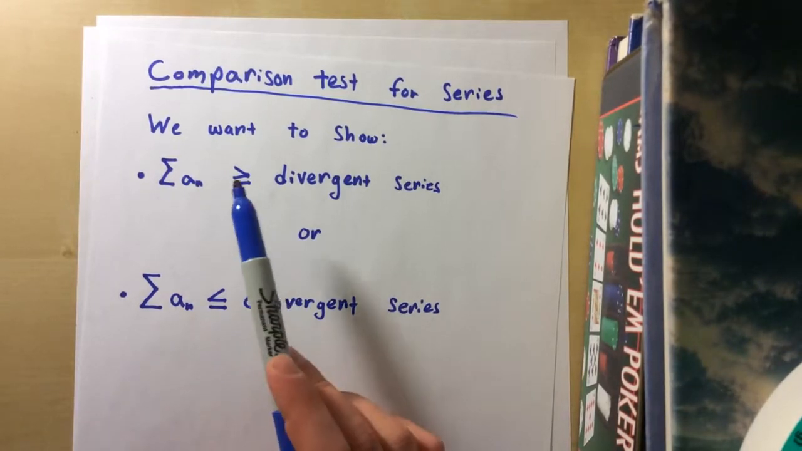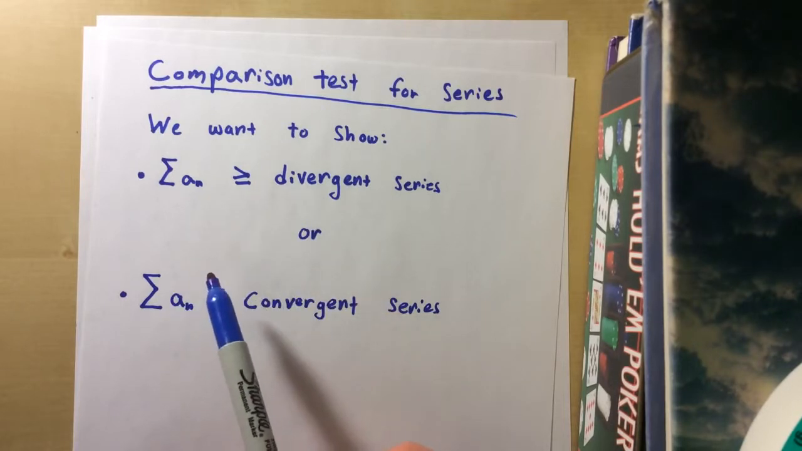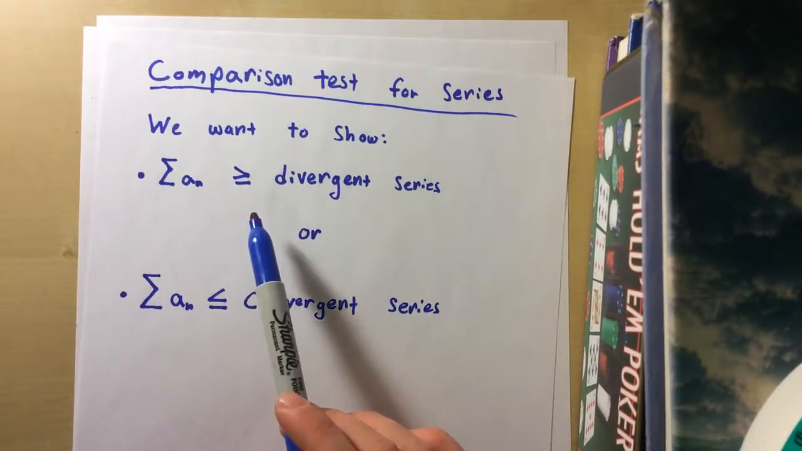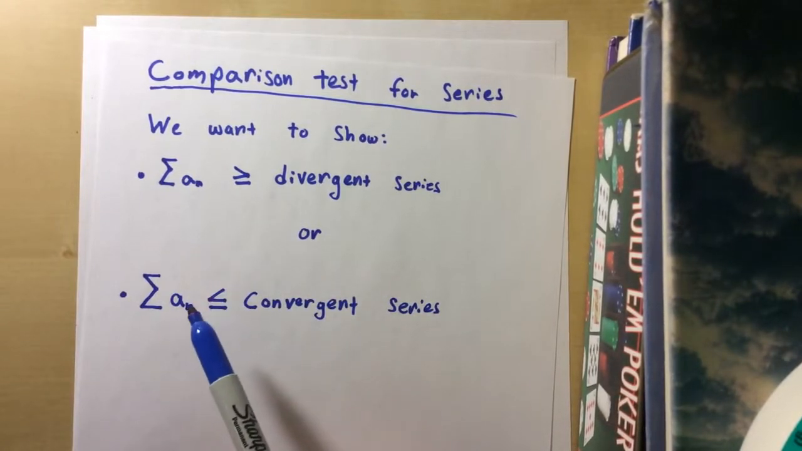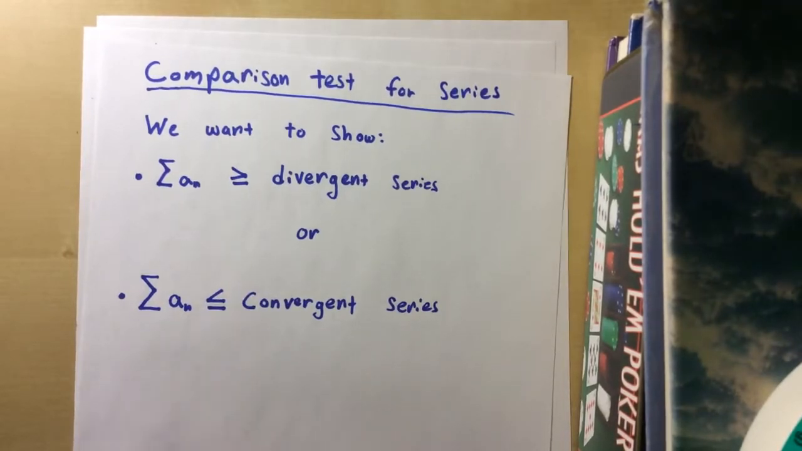So remember, we want to show that it's greater than a divergent or less than a convergent. If we show that it's less than divergent, that doesn't really tell us anything, and neither does saying that it is greater than a convergent series. So let's look at some sample problems where we can use this.